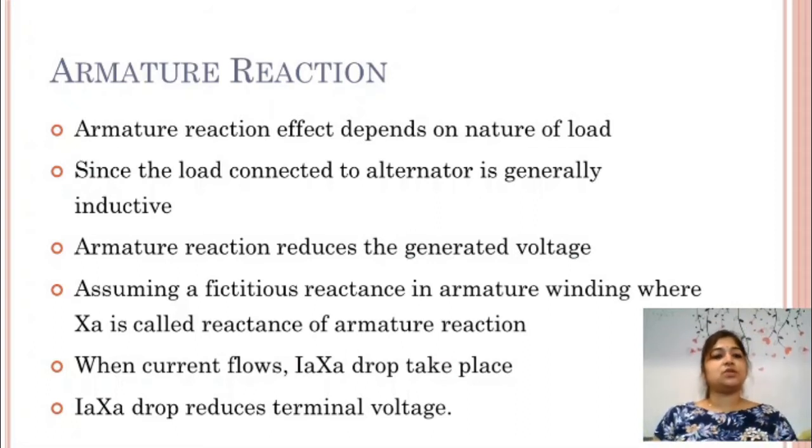I hope this is clear to you. When the load on the alternator increases, armature current increases and terminal voltage decreases. Why?